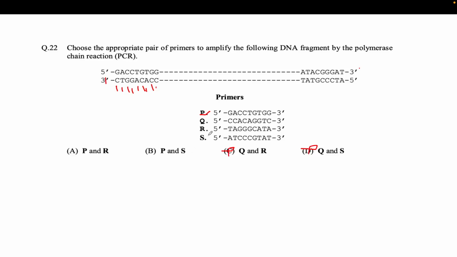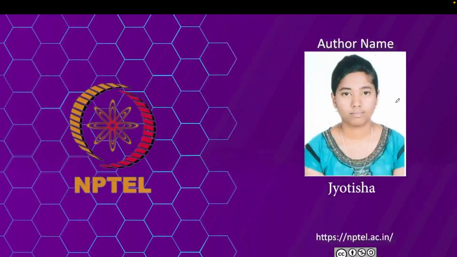If you see R, it starts with TA. If you do the complementary here, then it is not complementary to this. If it is complementary, then here it should become A and T, not TA. In option S, it is given A and T, CC, G, T, A, and then again T. So it is perfectly matching. So it is also the correct primer for the amplification of this particular DNA. So that's it for today's class. Thank you.